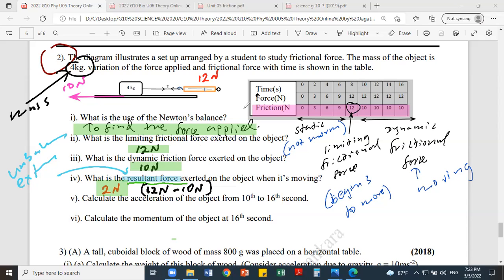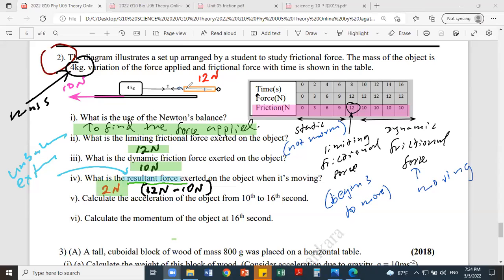F equals ma. What is the equation? The equation should come to your head. Please raise your hand those who got the answer for this. I'll ask the answer from Bhatika. What is the answer you got for part 5? Anyone else? Malik, what is the answer you got? 3 meters per square second. Bhatika, what is the answer you got? Okay, others, anyone else who has done this?